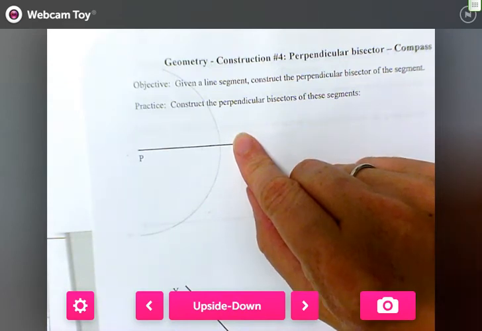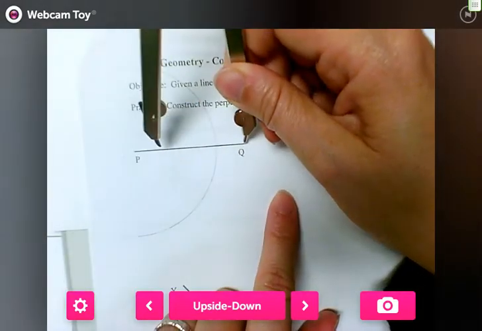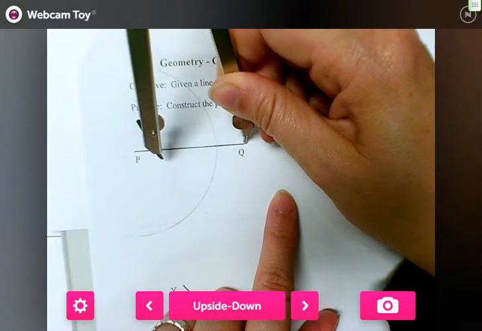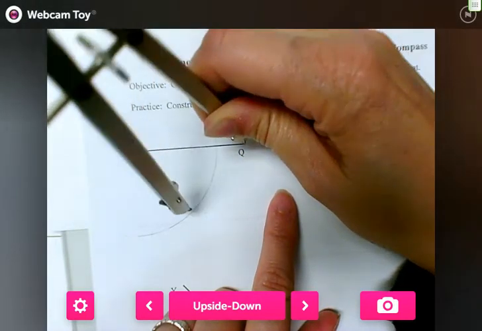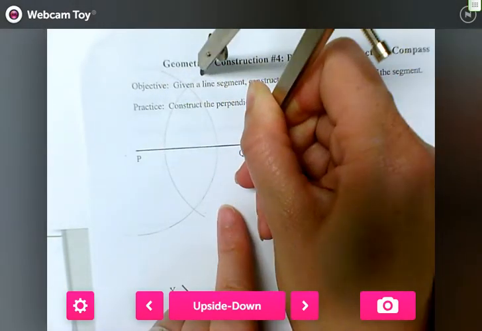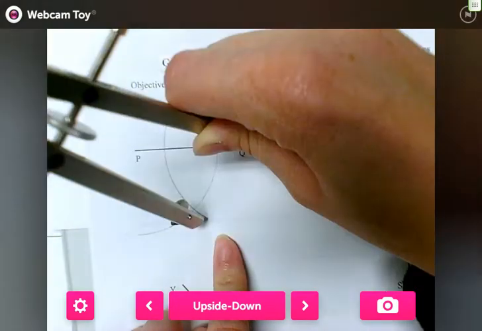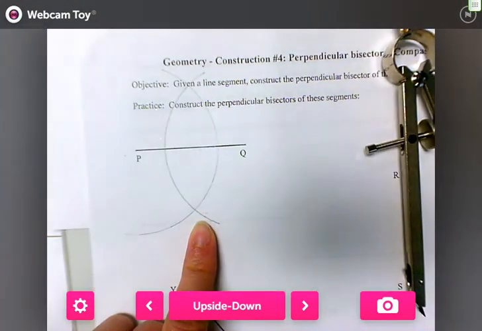Then I'm going to flip my compass over, and I'm going to put the pointy end on Q. Right at the end, not on the letter Q, but on the end point near Q. And I'm going to draw a nice big arc. So you get this nice football shape right here, up and down football shape.